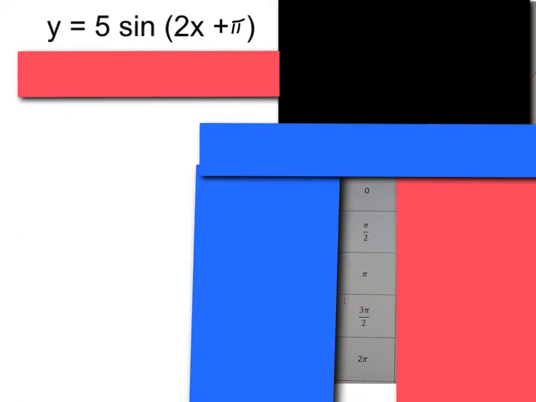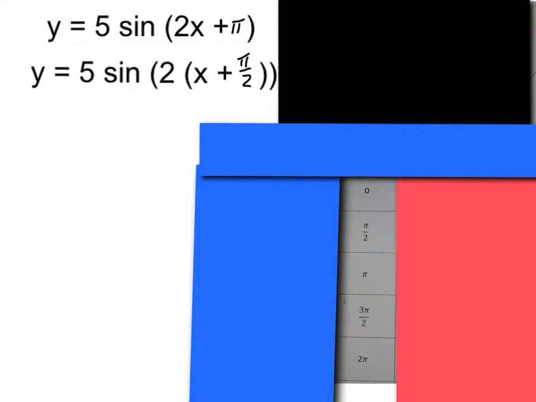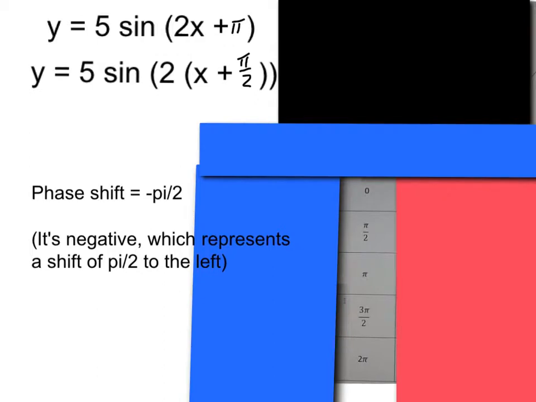Okay, so we are going to graph y equals 5 sine of 2x plus pi. Or, as it's also known, y equals 5 sine of 2 times x plus pi over 2. I just factored out the 2 from 2x plus pi. Why would you want to do that? You're probably going to be asked to find the phase shift of your function, and so it's pi over 2.